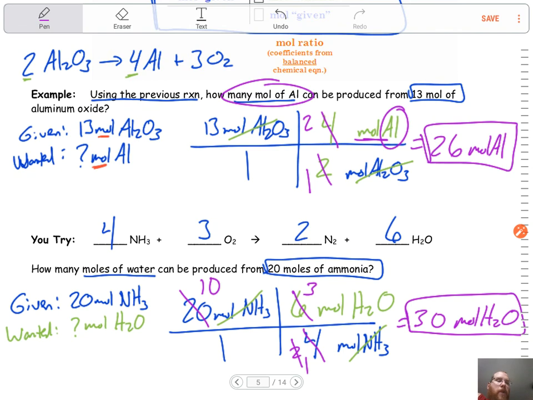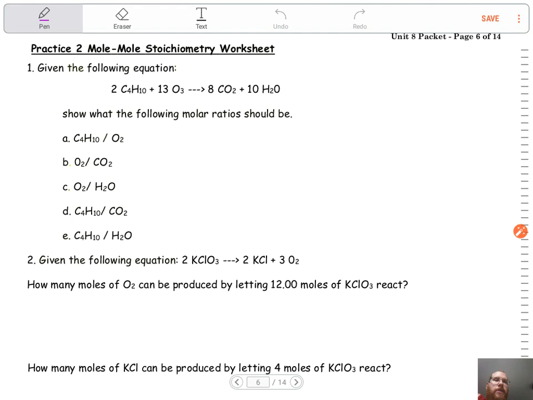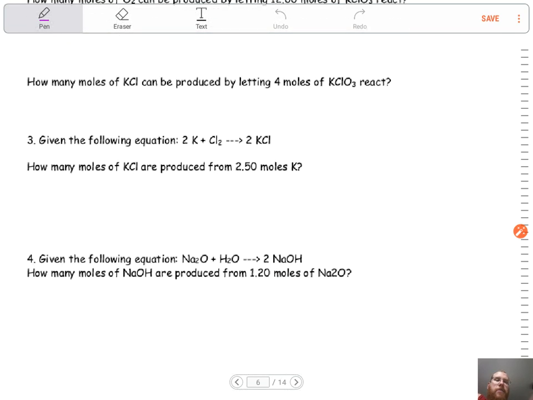So what you guys are going to work on now is page 6, which is using mole ratios like we learned, and then doing some mole-to-mole problems. So until next time, enjoy your practice.